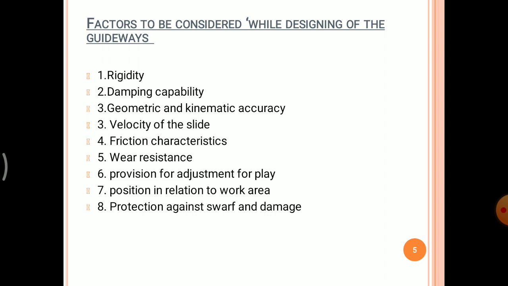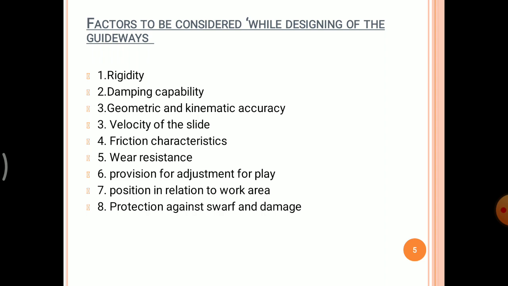How can the velocity of the slide be maintained? By reducing the friction, by proper surface finish of the guideways. So the fourth important aspect to be considered when designing the guideways is friction characteristics. There should be a constant coefficient of friction, then only can we maintain constant velocity of the slide. The friction can be maintained by using proper lubrication and proper surface finish. We can achieve this. The fifth one is wear resistance.